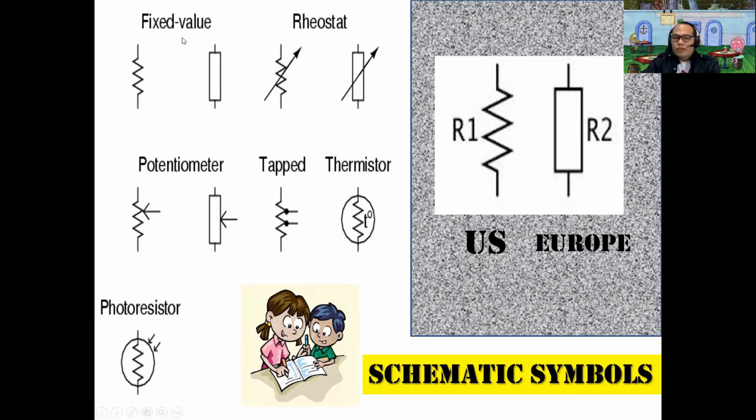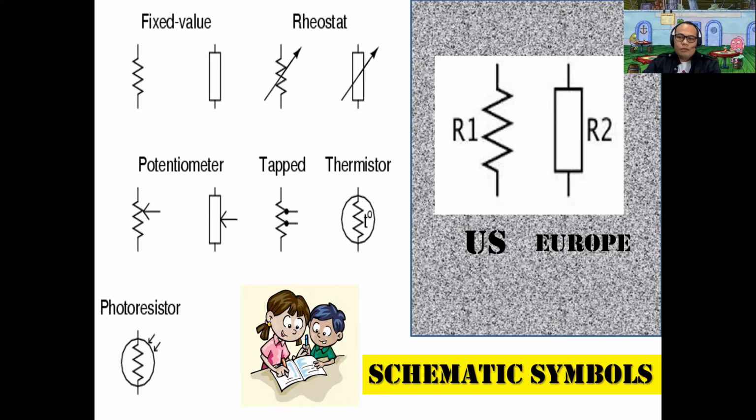So we have the fixed value resistor, rheostat, potentiometer, tap resistor, thermistor, and photoresistor. The fixed value resistor has a fixed value in terms of resistance. They may have a tolerance, usually 5%, 10%, or 20%. And we have the rheostat and potentiometer. They are under the family of variable resistors.